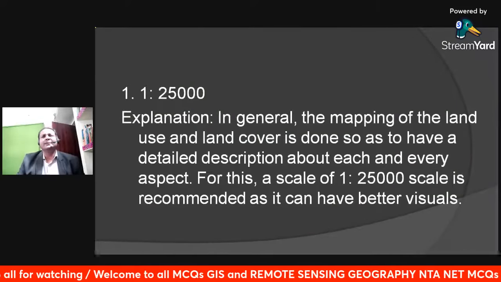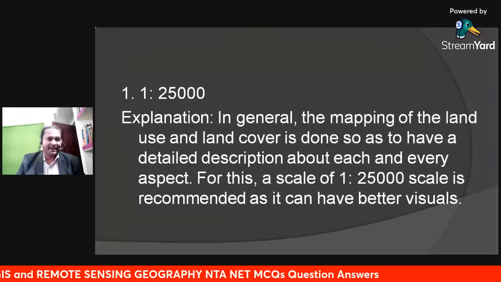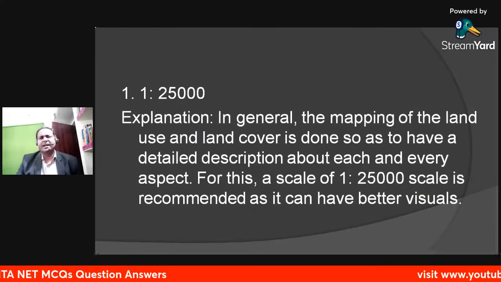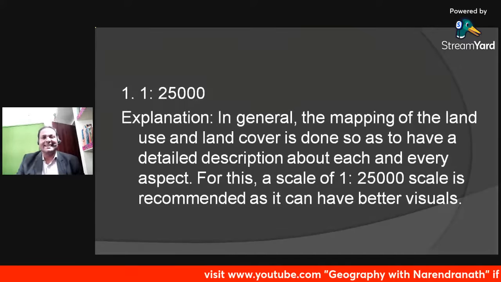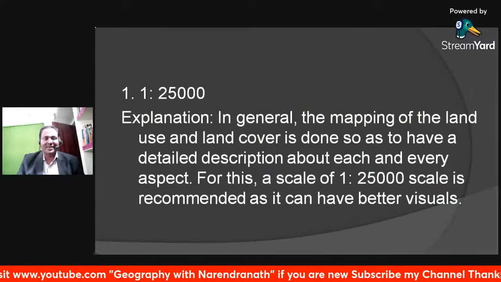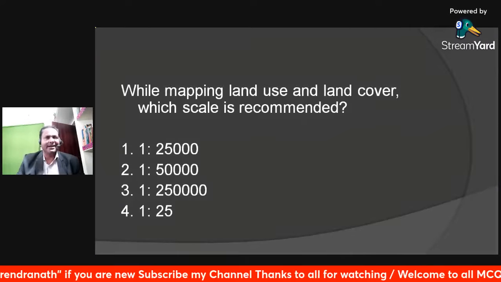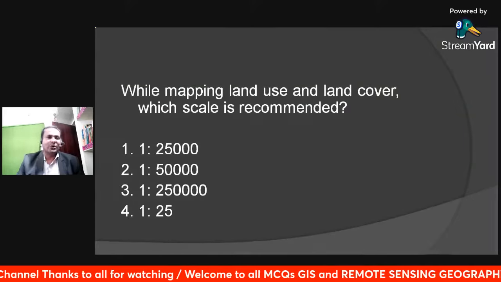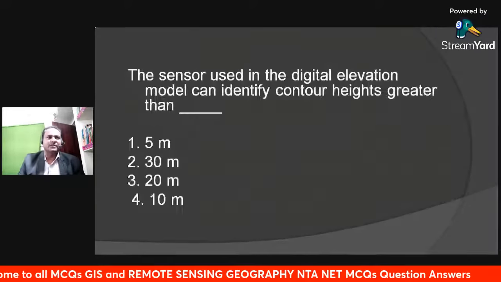Generally, the mapping of land use and land cover is done to have a detailed description about each and every aspect. And for this, the 1 is to 25,000 scale is recommended, as it can give better visuals also. So it is an important question. Once again, I repeat: while mapping land use and land cover, which scale is used? 1:25,000. And next, another very important question for you.